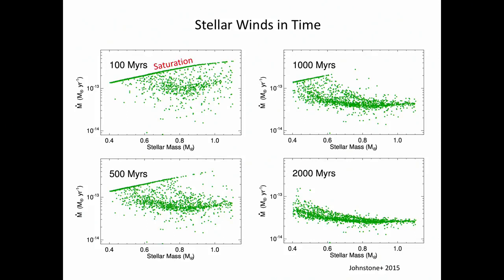This is a saturation line, essentially. You cannot get higher than that. That's an observational fact as well. The X-rays and the magnetic field saturate. There's no more you can do if you spin up the star even further.